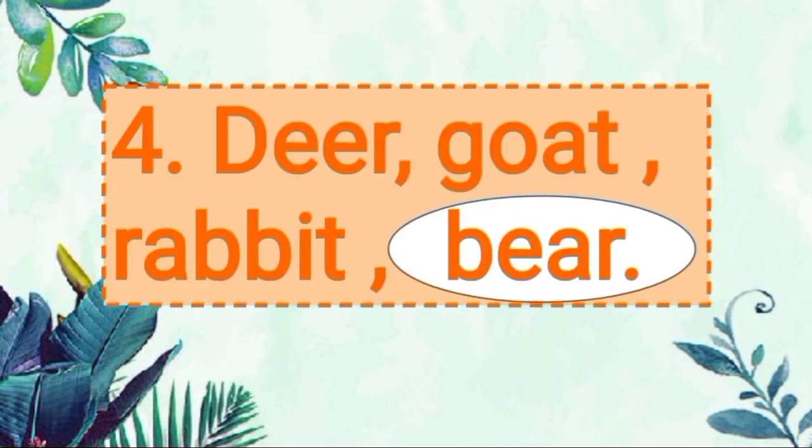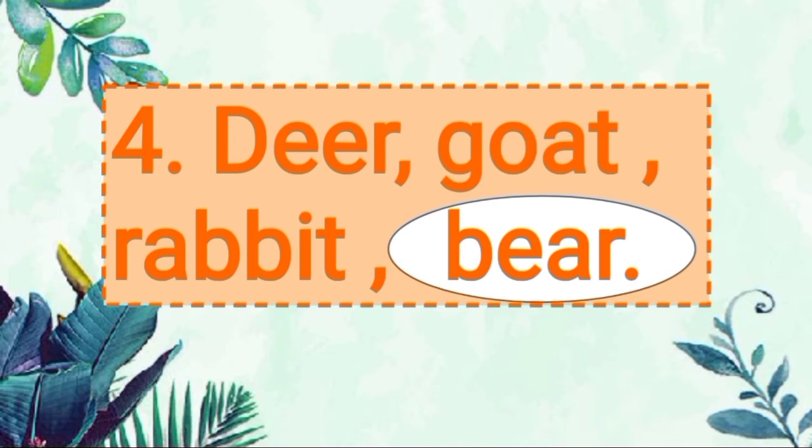Now next, first word D-double-E-R, deer, G-O-A-T, goat, R-A-B-B-I-T, rabbit, and fourth word B-E-A-R, bear. Now here deer, goat and rabbit are examples of herbivorous animals, means animals that eat only plants.